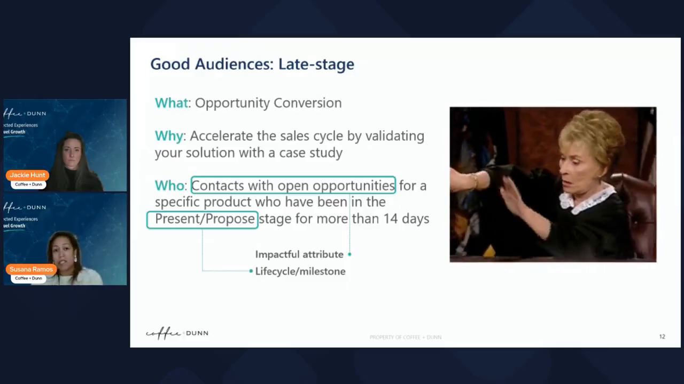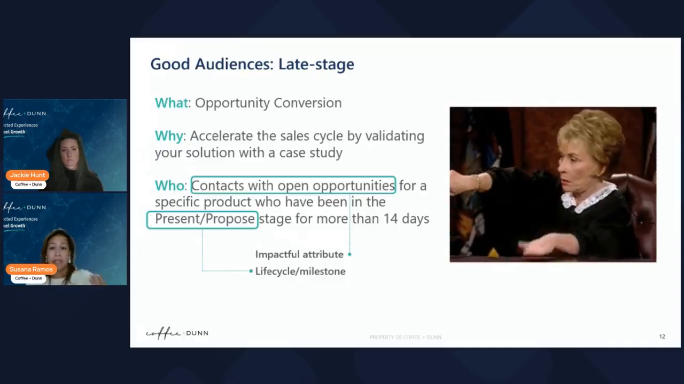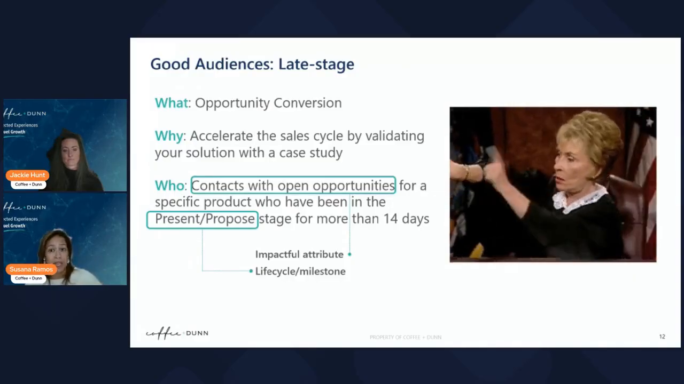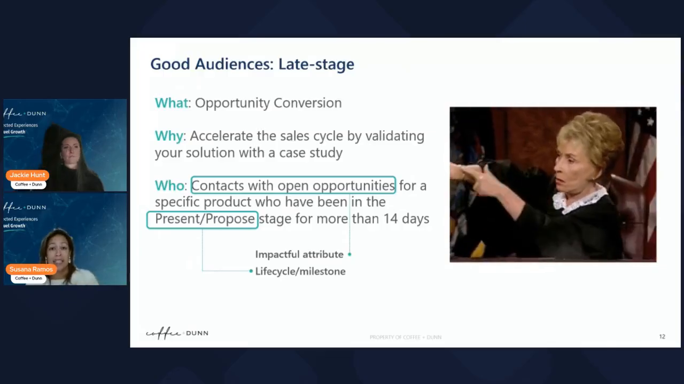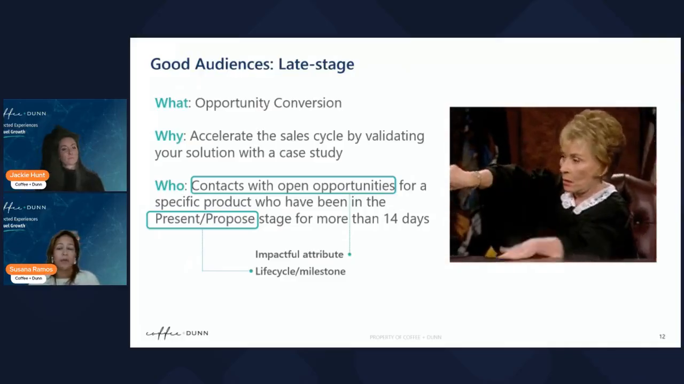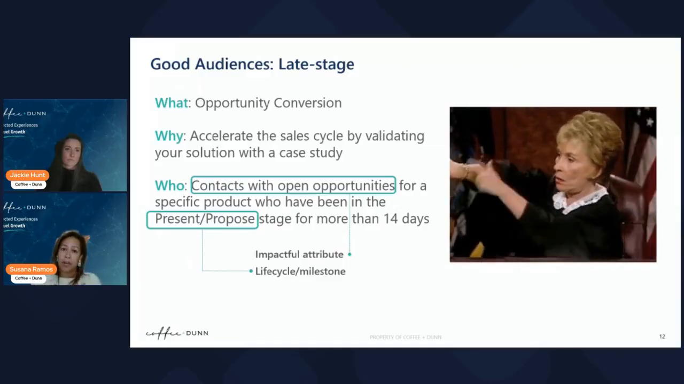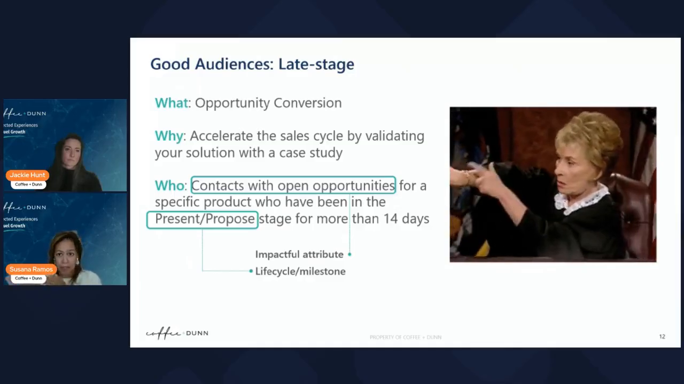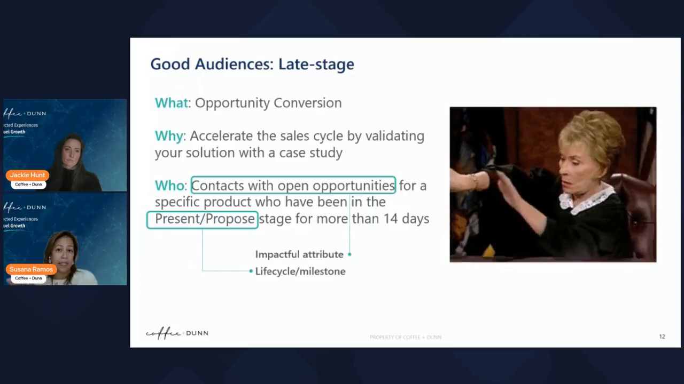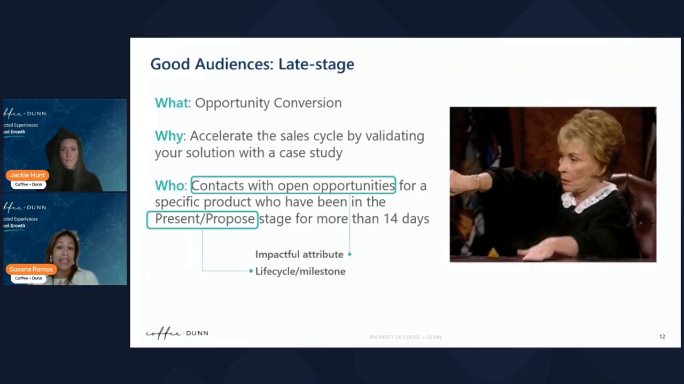Right. So again, in this scenario, we're thinking later stage, we want to validate what maybe the salesperson or they are seeing elsewhere as they are trying to validate that you are the right solution to solve their pain points. So to send that case study, we want to look for an audience here that has contacts with open opportunities for a specific product. So again, that's because we're matching the case study. And we want to do that for those who have been in a certain stage.